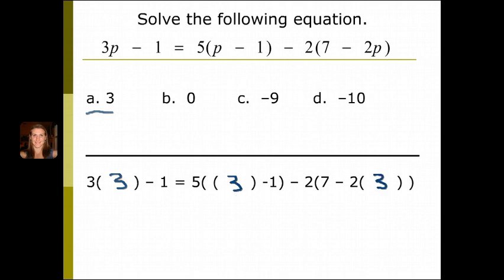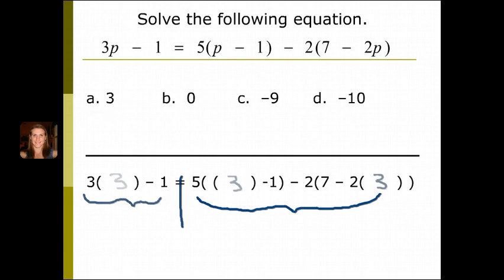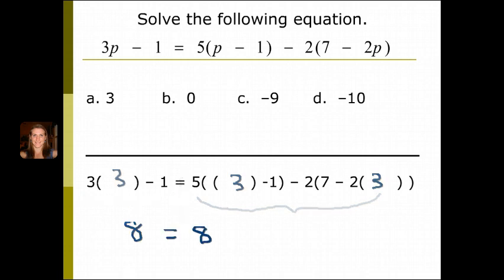The goal of plug and chug again is to have one side of the equal sign equal the other side of the equal sign. If you're testing letter A and you plug that into your calculator, you're going to get 8 equals 8. Since that is a true statement, A is your correct answer.